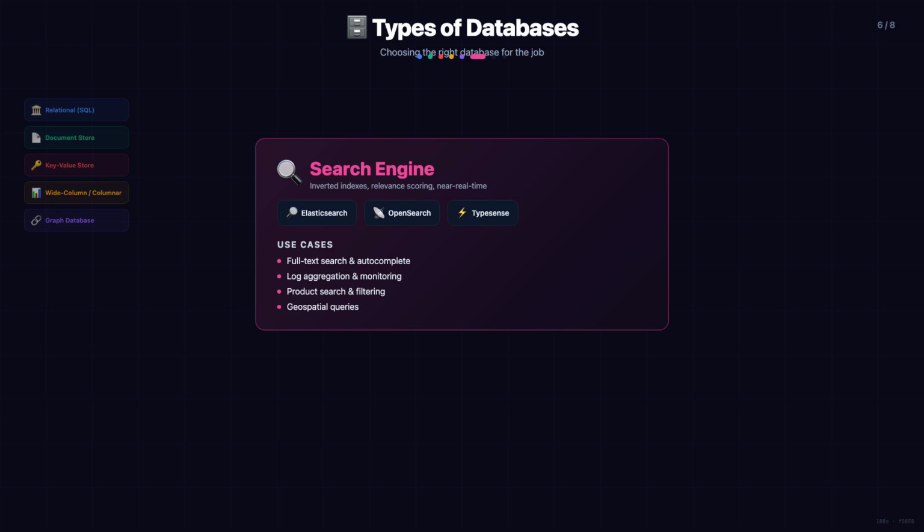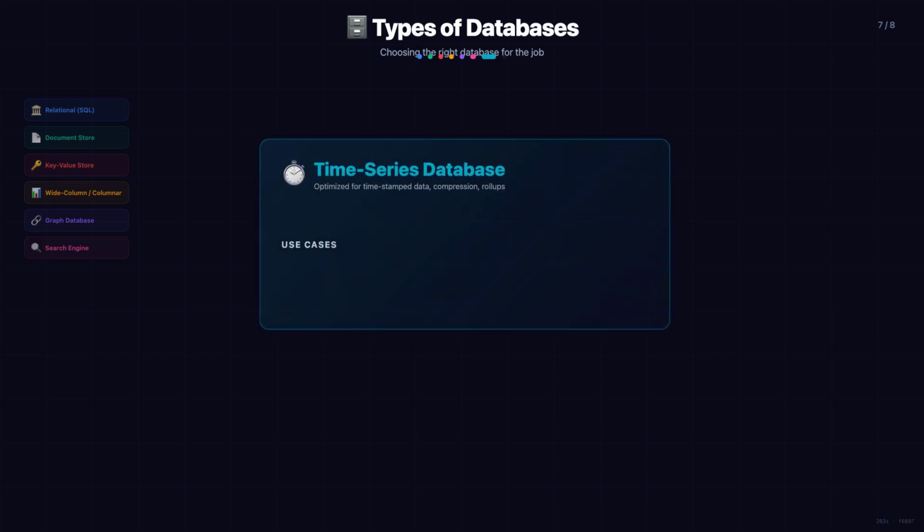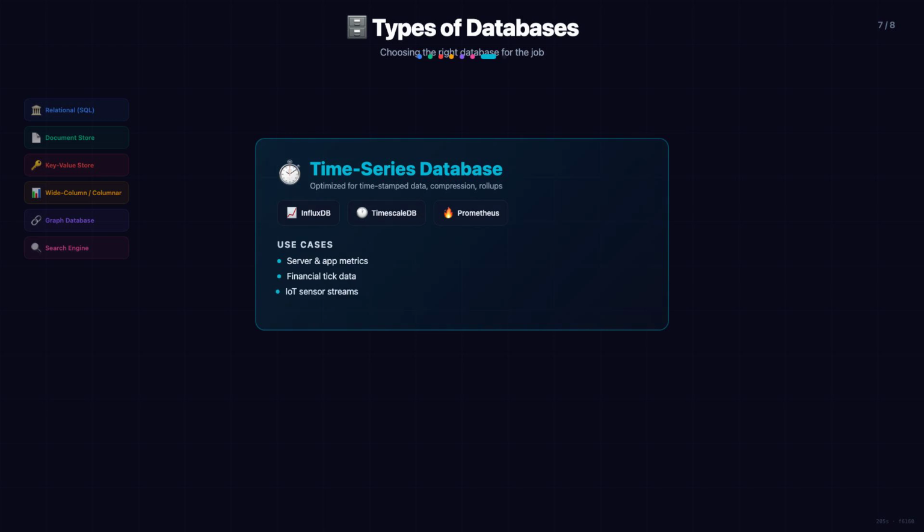Time series databases are optimized specifically for time-stamped data. InfluxDB, TimescaleDB, and Prometheus are the big names here. They handle high-frequency ingestion, automatic downsampling, and retention policies out of the box. If you're tracking server metrics, financial tick data, or IoT sensor readings, a time series database will outperform a general-purpose one by orders of magnitude.